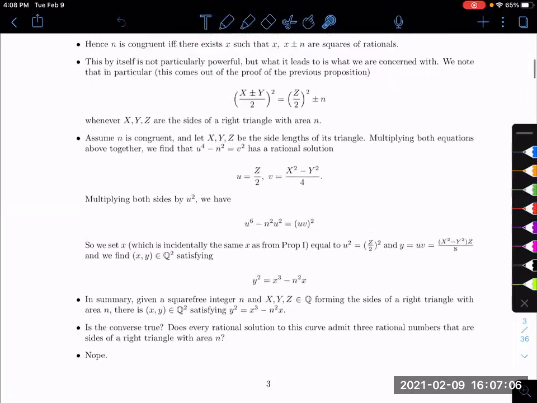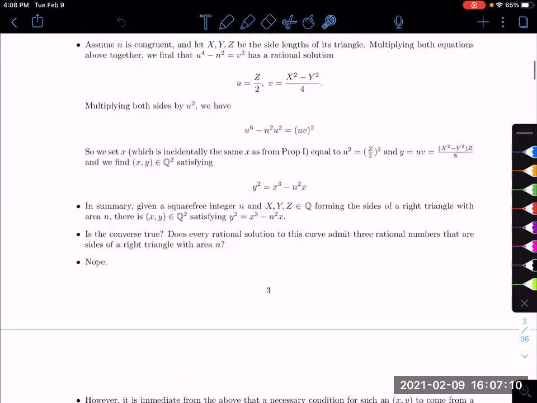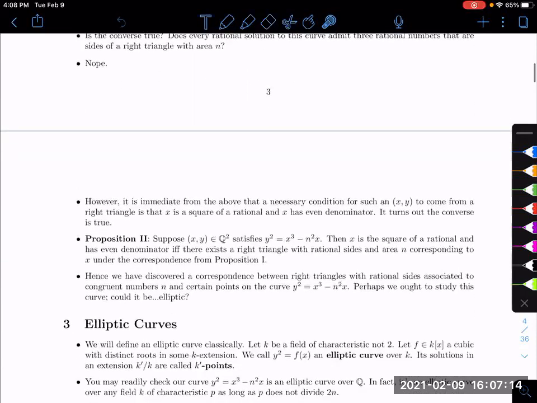And then what we saw by doing some algebraic manipulation is that there's a correspondence between right triangles with rational sides with area n and certain points on the elliptic curve y squared equals x cubed minus n squared x. We checked this is an elliptic curve. We defined what elliptic curves are.